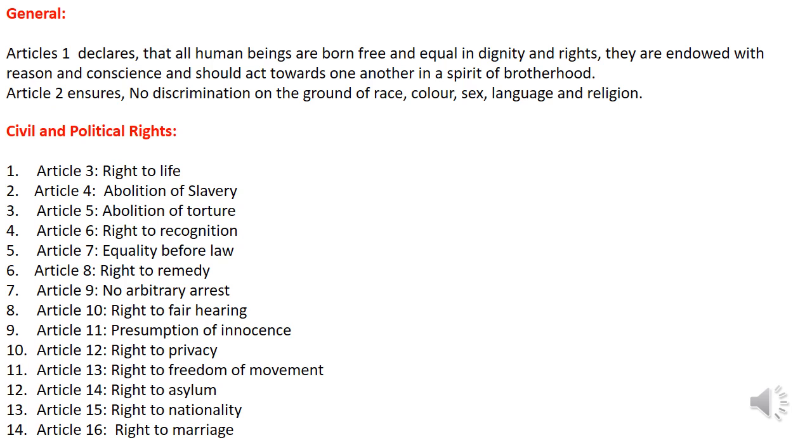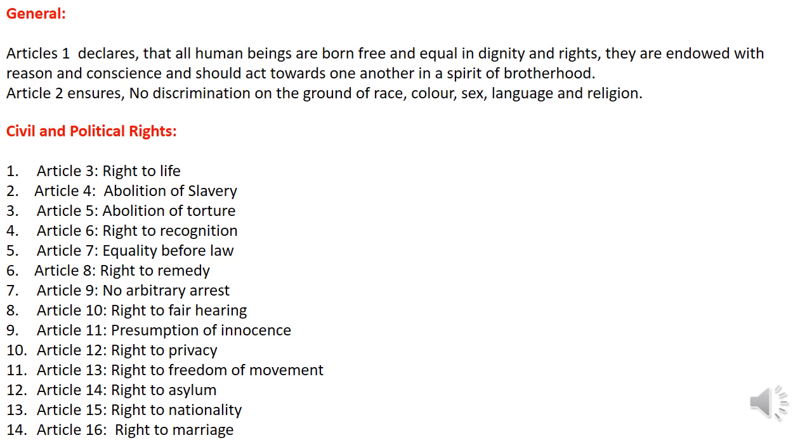Article 6 is the right to recognition. Everyone has the right to recognition everywhere as a person before law. Article 7 says that there is equality before law. We have studied in fundamental rights Article 14, which is equality before law in the Indian Constitution, and similarly we have in the Universal Declaration equality before law under Article 7. All are equal before law and are entitled without any discrimination to equal protection of the law.